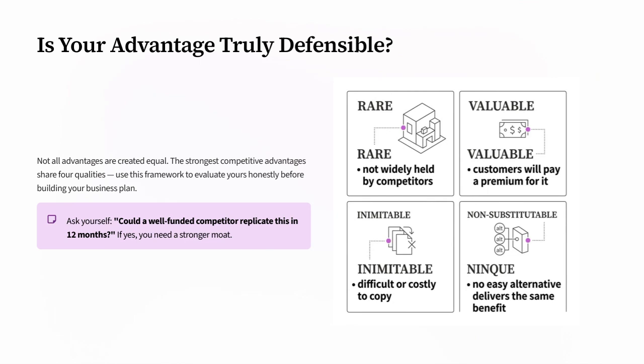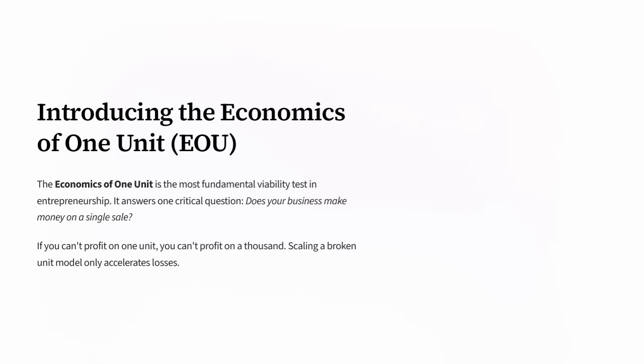The economics of one unit, or EOU, is the most basic viability test for any business. It focuses on a single transaction and asks a simple but essential question: does a business make money on one sale? If the answer is no, increasing sales volume will not solve the underlying problem. In fact, scaling an unprofitable model simply multiplies the losses. Before thinking about growth, investment, or expansion, I need to confirm that each individual unit creates positive economics. That is a foundation for sustainable business performance.